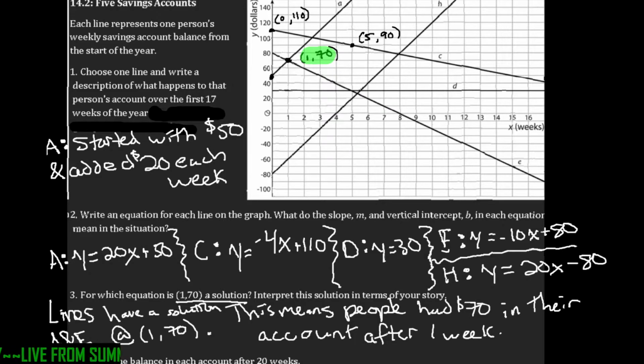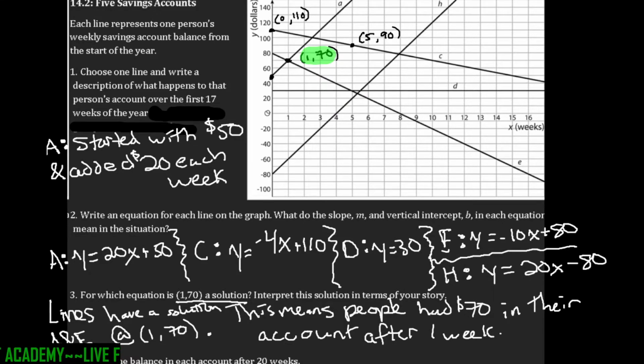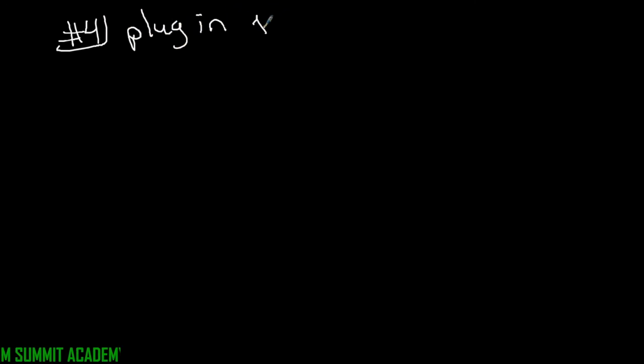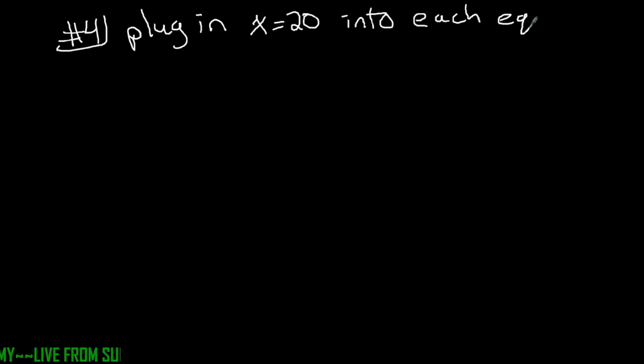For number 4, it says predict the balance in each account after 20 weeks. Let me do copy, paste, and copy, paste, so that way I have my boundaries. So for number 4, all you have to do is plug in x equals 20 into each equation.